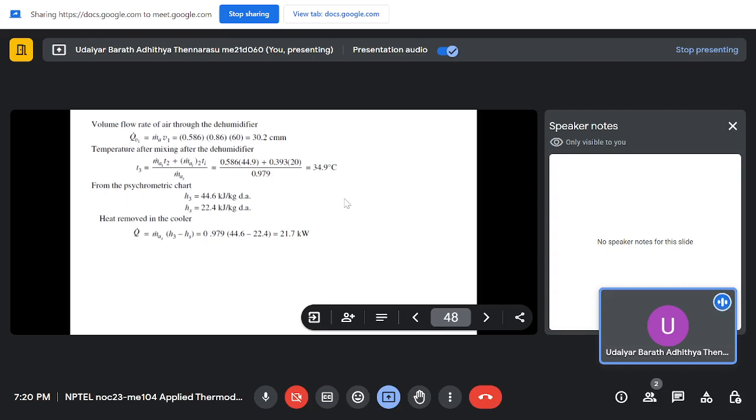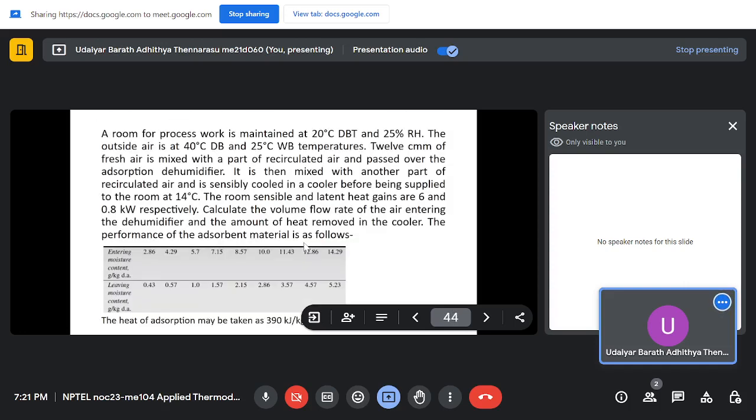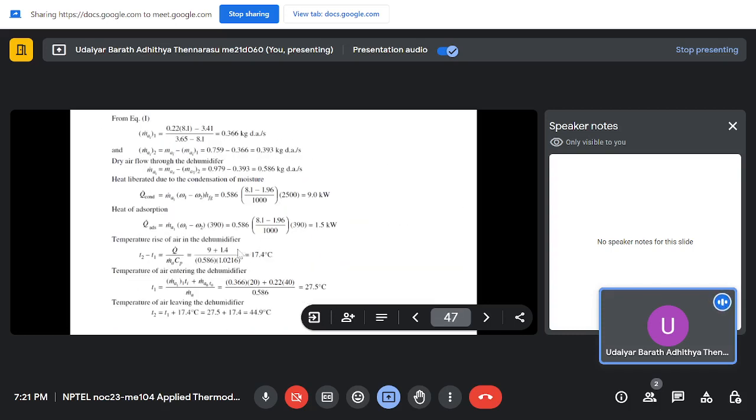So from the psychrometric chart, we can find out the enthalpies at state 3 and state S. So the heat removed in the cooler will be mass of air supplied, m dot AS, into H3 minus HS, which will be 21.7 kilowatt. So that was asked in the question: calculate the volume flow rate of the air entering the dehumidifier and the amount of heat removed. So I calculated both.